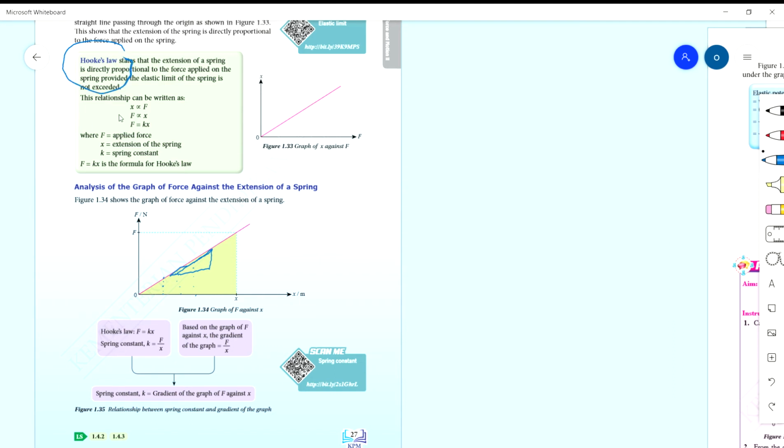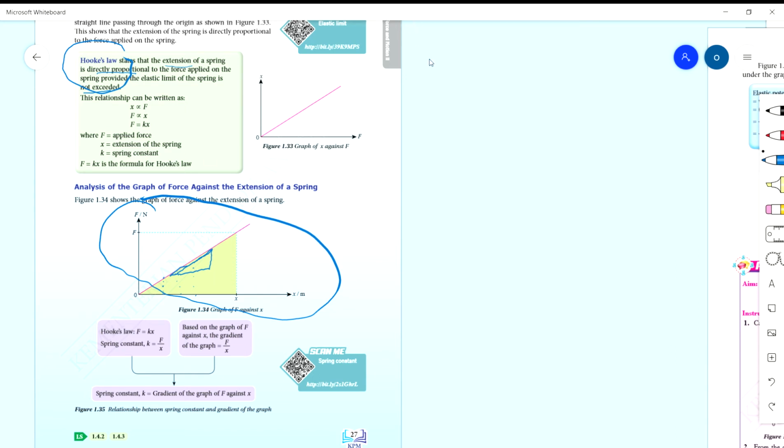So they come up with a statement that states that the extension of a spring, pemanjangan suatu spring berkadar terus, directly proportional to the force applied on the spring. So lagi banyak force kita bagi, lagi pemanjangan dia berlaku lah. Tapi, okay, provided the elastic limit of the spring is not exceeded. So, jangan kita tarik sampai spring tu sikit lagi dia nak putus, dia tak boleh balik ke tempat asal. So, tu hukum Hooke tak valid. So, from here, okay, ini graf hukum Hooke lah. Kena ingat kalau F against X tu is a graf hukum Hooke.